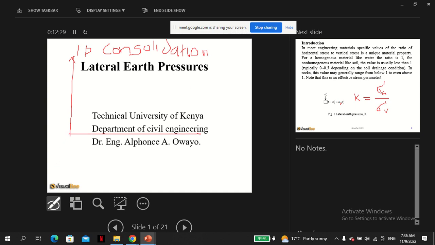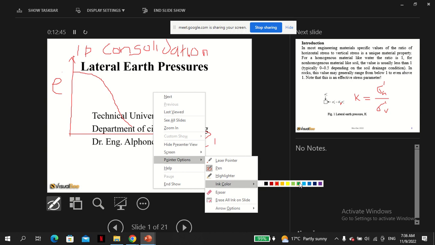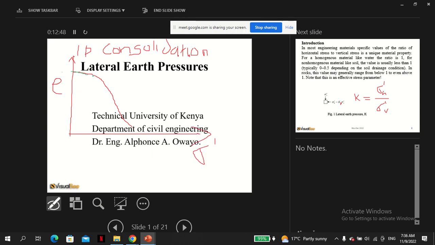Consolidation test, and if you draw this is the E, you usually get a nice curve like this. Now if you draw some tangents to those two parts, then you read down here, this is what is called the pre-consolidation stress.